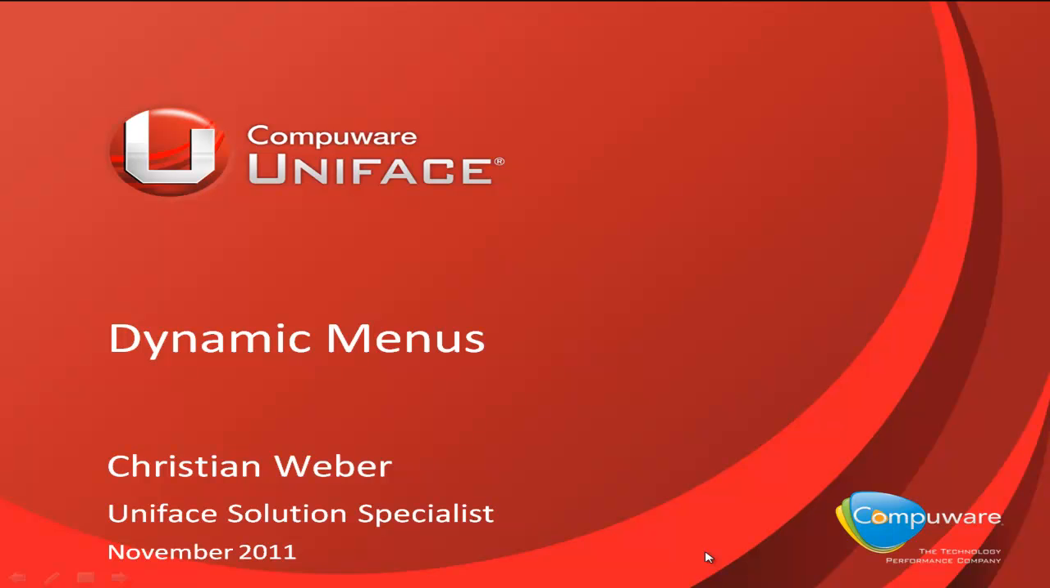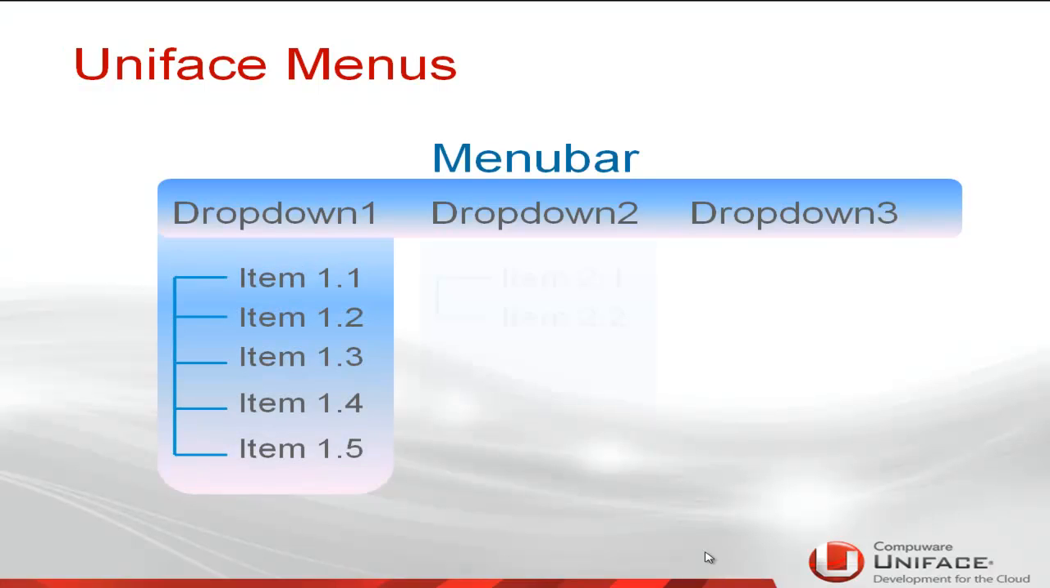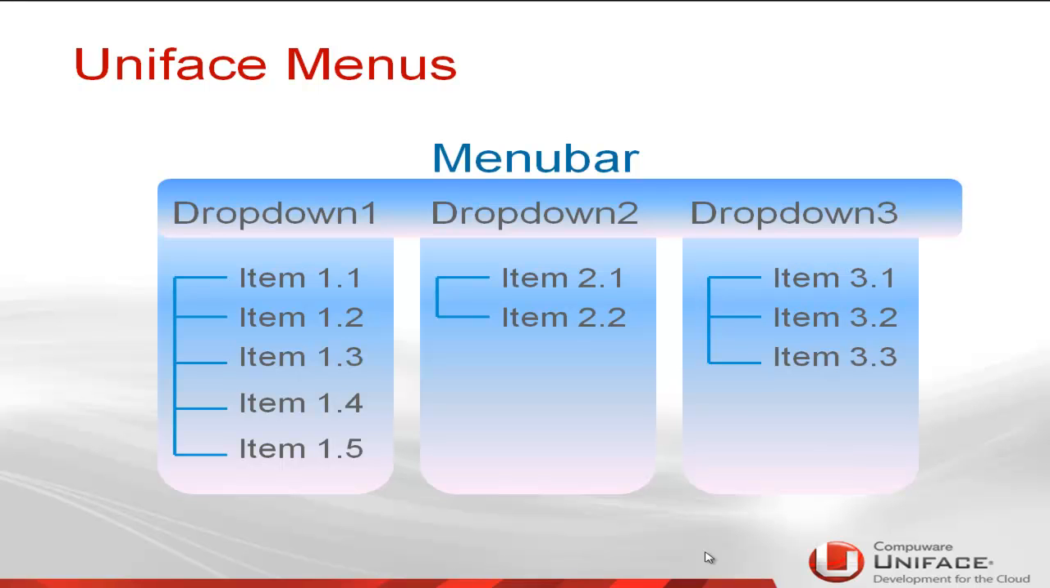Hello. In this screencast I will show you how to use dynamic menus in Uniface forms. Menus in Uniface consist of menu bars and drop-down menus. Each drop-down has a certain number of menu items. If these items are of type option, then at runtime each item will result in exactly one visible menu.